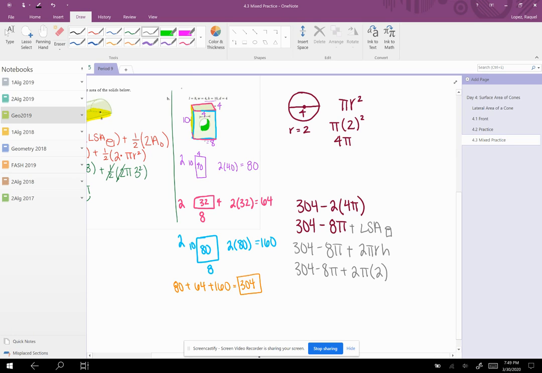So I've got 304 minus 8 pi plus 2 times pi, and then the radius is 2. The height of that cylinder is actually going to be the width. So the width is 4. And so the height of that cylinder is 4. So I really got 304 minus 8 pi plus 2 times 2 times 2 times 4. That's going to get you 16 pi. And then I can combine these last 2 terms. So negative 8 pi plus 16 pi is positive 8 pi. And so your total surface area for that figure that they just drew there is 304 plus 8 pi.